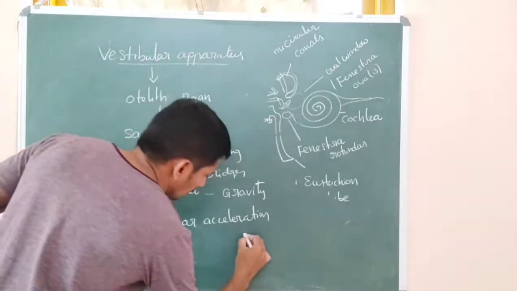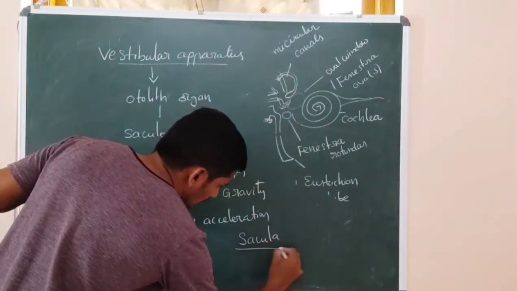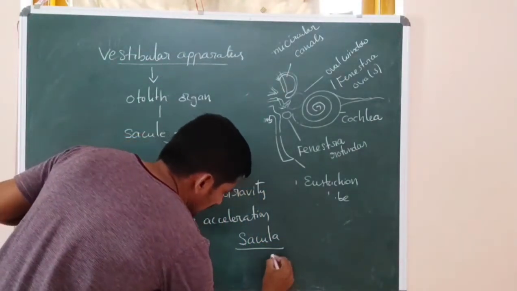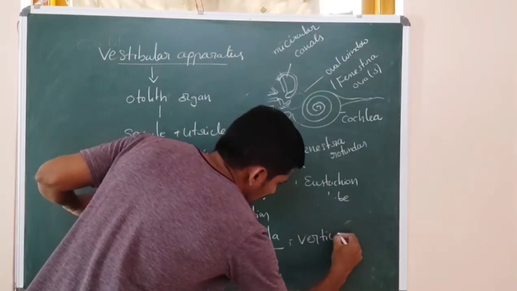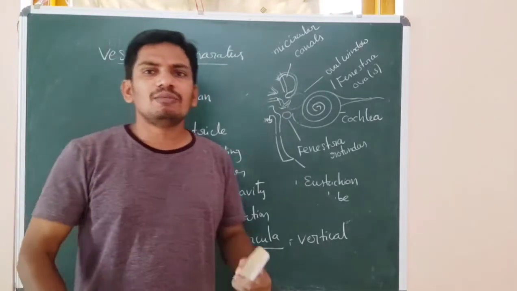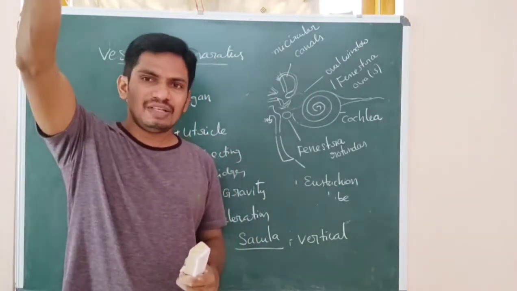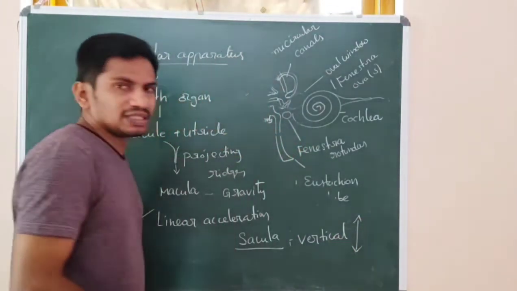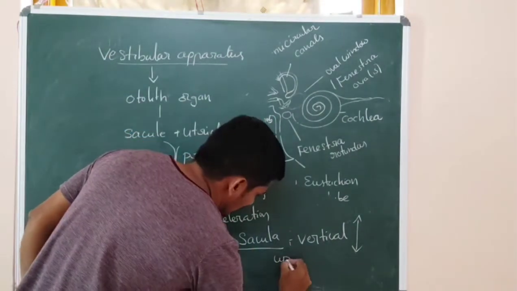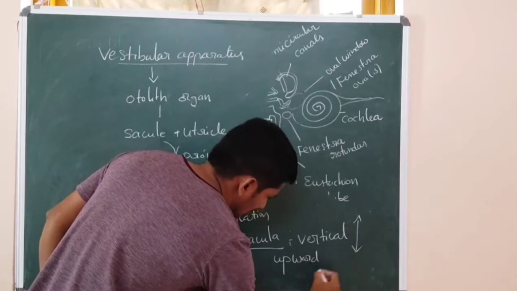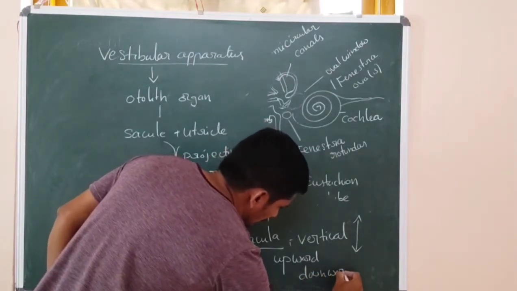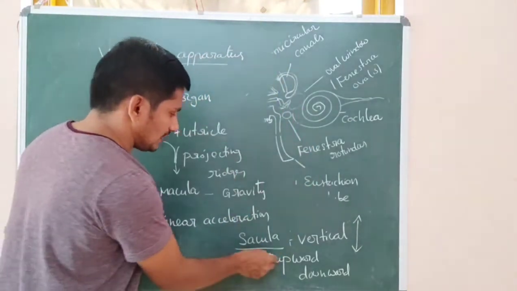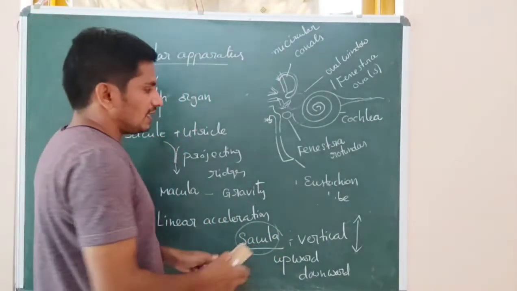For this, the saccule is responsible for vertical movement. Vertical movement is when we are moving upward and downward, lift upward direction and downward direction. That vertical movement is perceived by the saccule.